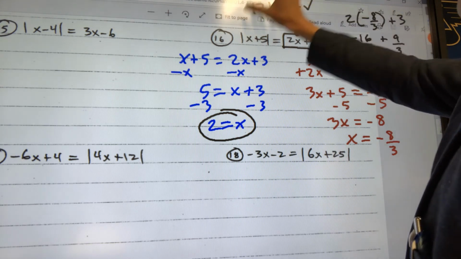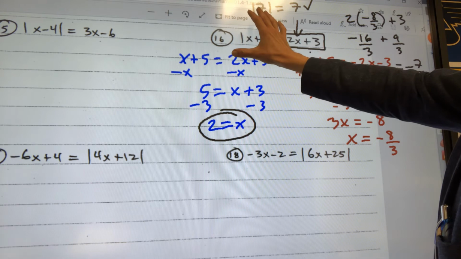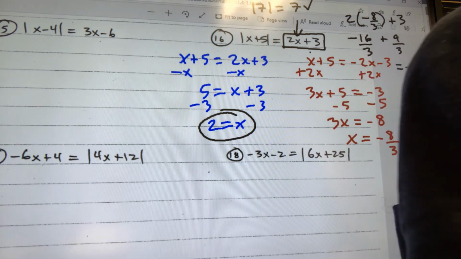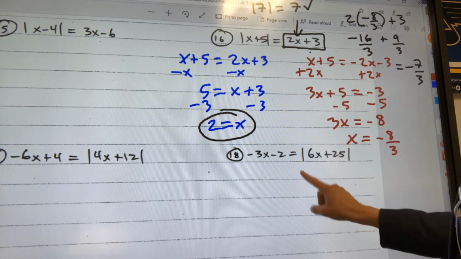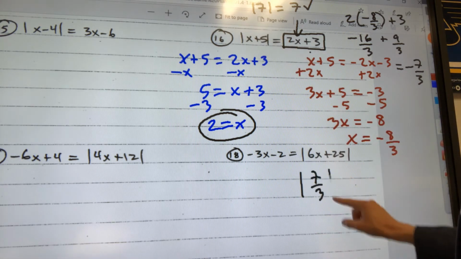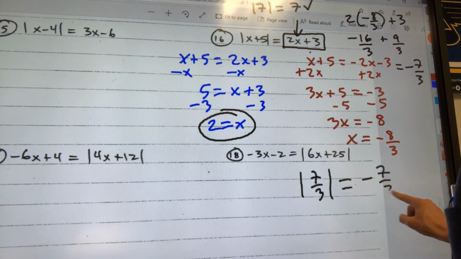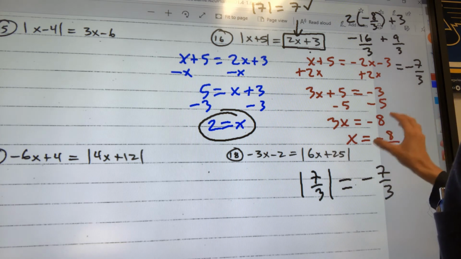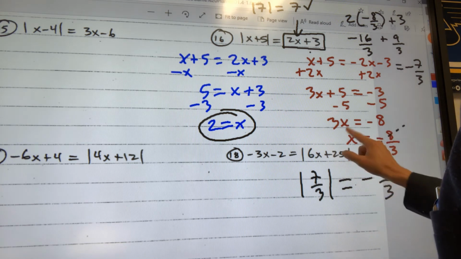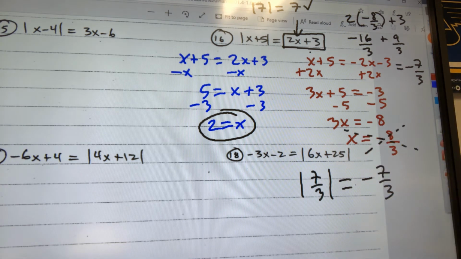You cannot have the absolute value of something equal -7/3. Did I do that math correctly? Because if you plug this in, yes, you get 7/3, and the absolute value is equal to -7/3. And that is false. This is an extraneous solution, a solution that you get that makes your original statement invalid.